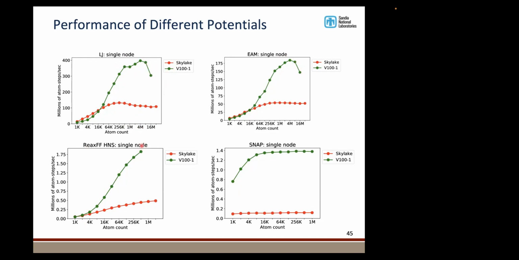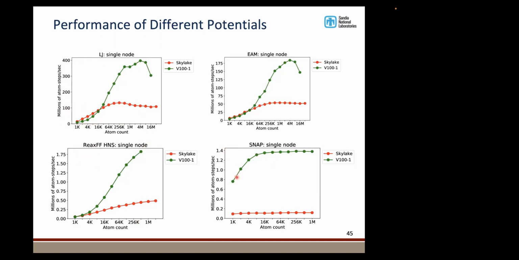ReaxFF is more memory intensive, so you run out of memory at a much smaller atom count. For the CPU, it's the same. You need enough work to saturate the full node, but then you're relatively flat in performance. You've saturated the CPU. If you look at the relative performance, you get up to about 400 for Lennard-Jones, not quite 200 for EAM, and then ReaxFF is much more expensive at 2, and the same as SNAP.